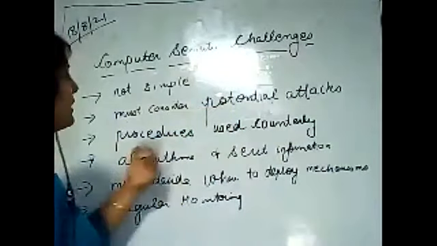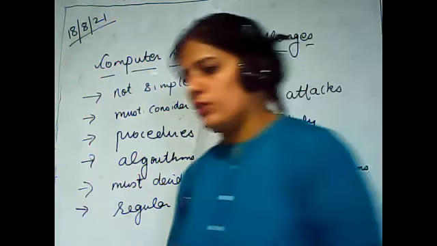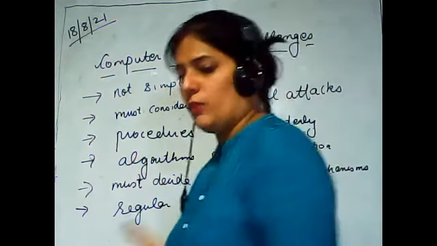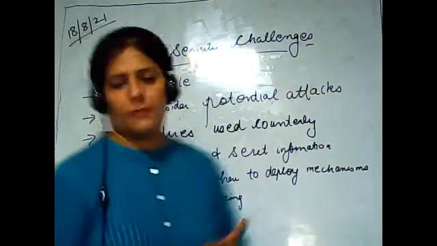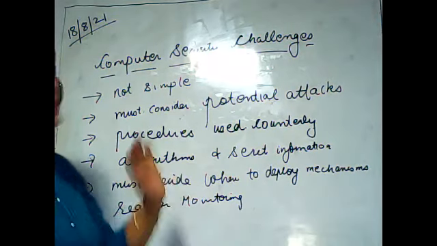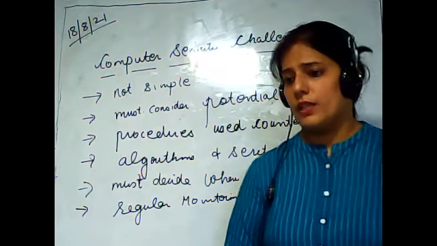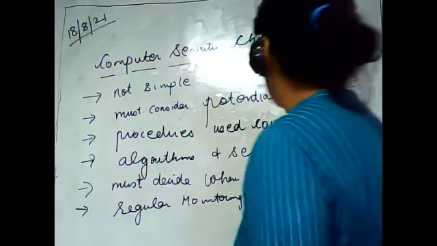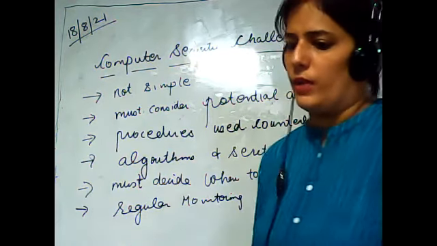Third thing is the procedure used counterly, that means there are so many procedures that are being implemented one by one. So we need to maintain all those procedures. We need to find out all the procedures that we are using so that it could help us check what different methods we are using and how we can protect our system. Next is the algorithm and the secret information. As you know, the computer system consists of so many different algorithms and secret information, so it is quite difficult to find out all those things at once. This is also one of the security challenges.